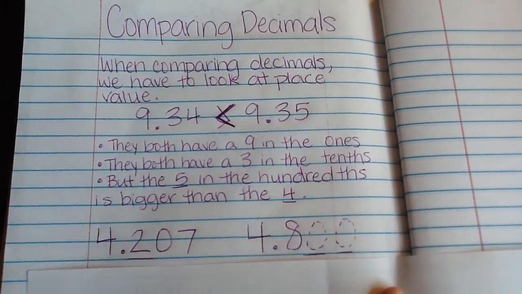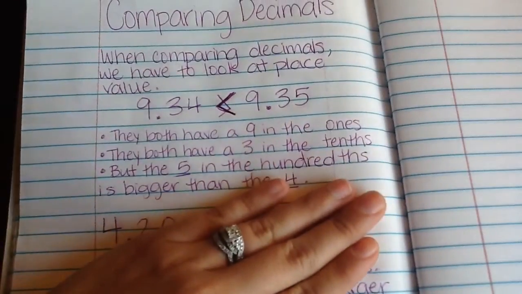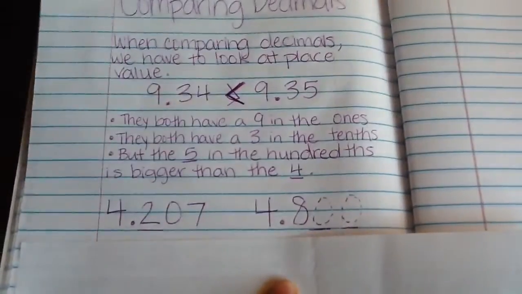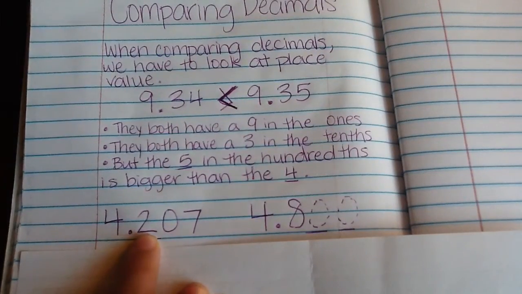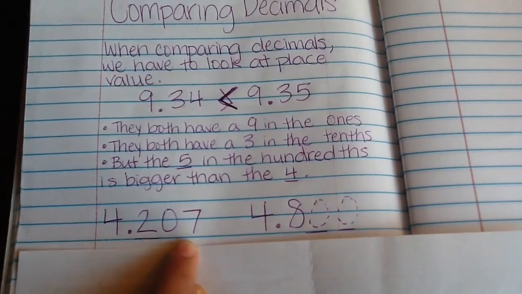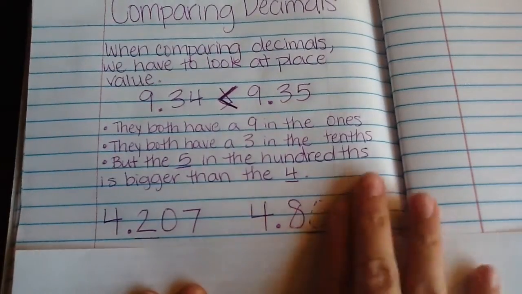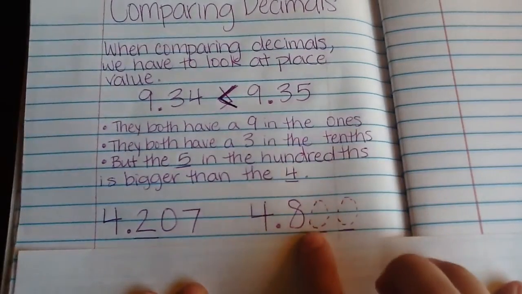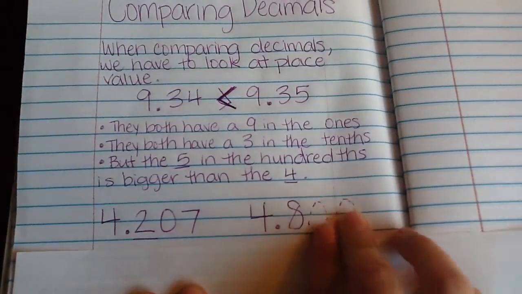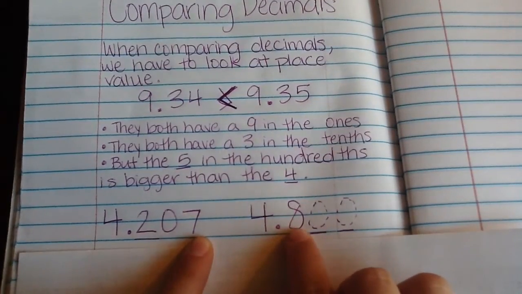Alright, next I want you to write down these two numbers. Oh, don't look, I'm trying to surprise you. Okay, so write down these two numbers. We have 4 and 207 thousandths. We read it as thousandths because the last digit is actually in the thousandths place. This number is 4 and 8 tenths. Okay, and you'll see why I added these imaginary zeros on in a minute. So we have 4 and 207 thousandths and 4 and 8 tenths.